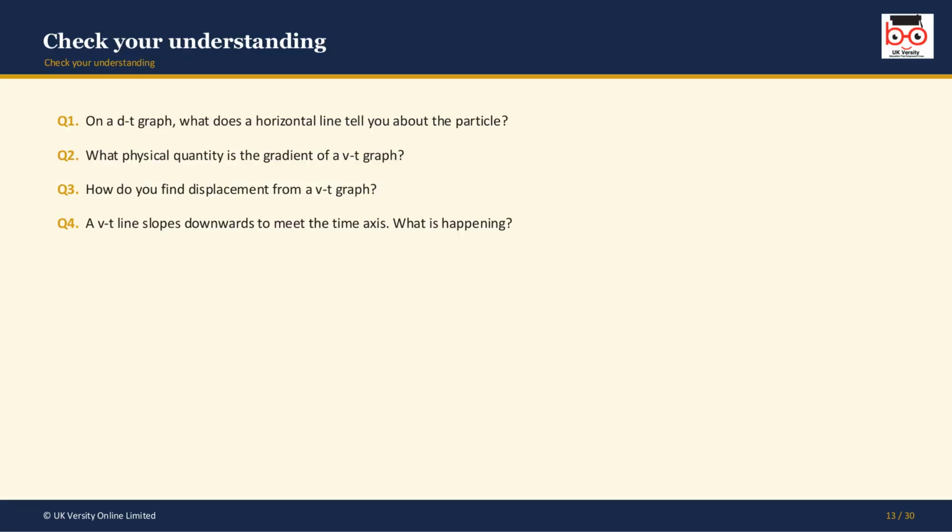Let's pause and check what's stuck. On a displacement-time graph, what does a flat horizontal line tell you about the particle? What physical quantity does the gradient of a velocity-time graph give you? How would you find displacement from a velocity-time graph? And if a velocity-time line slopes downwards to meet the time axis, what's happening to the particle? Have a think before you carry on.